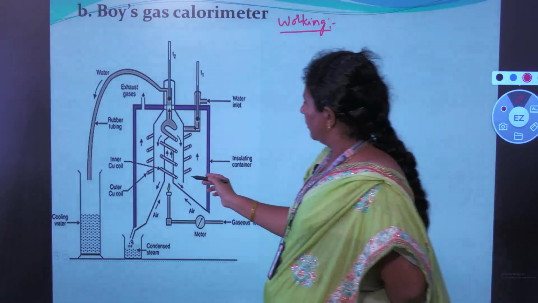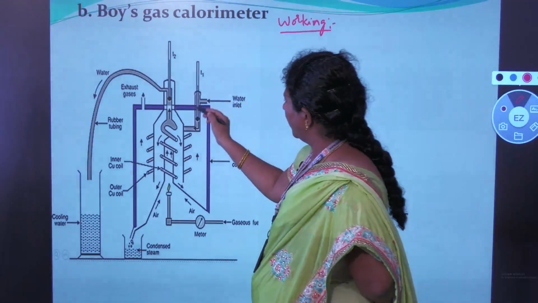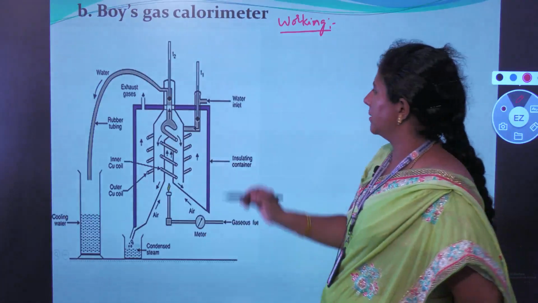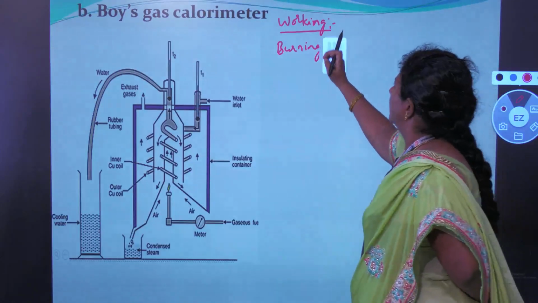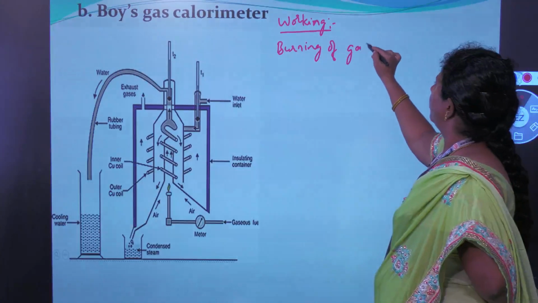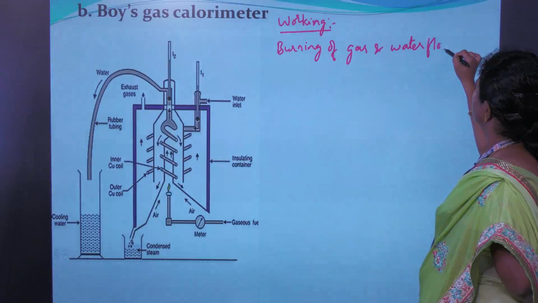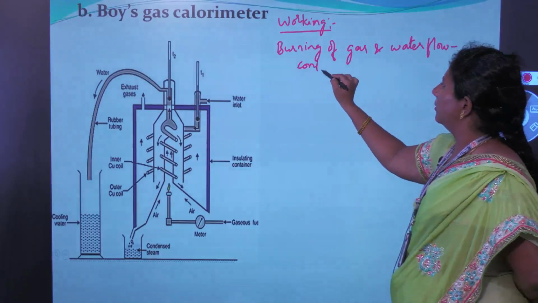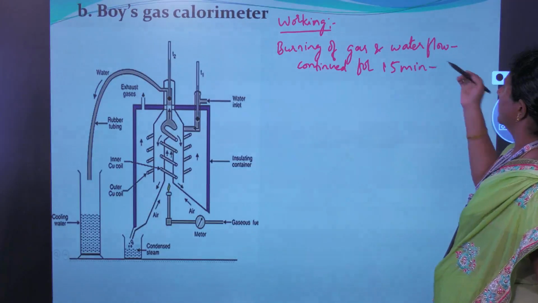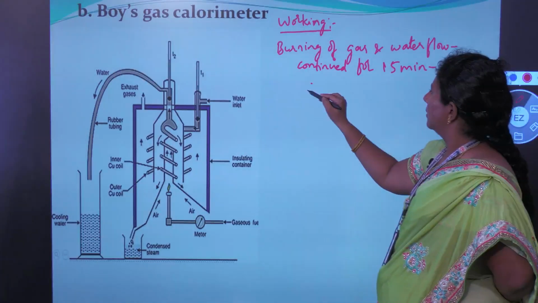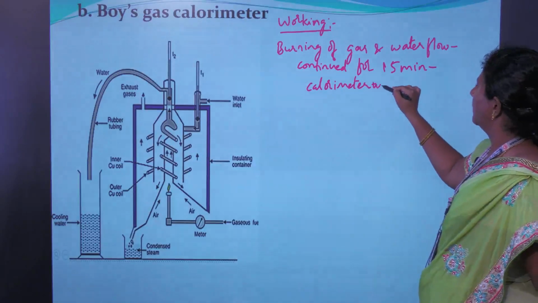Here the fuel will be burnt in the combustion chamber. At the same time, water will be allowed to flow through it for 15 minutes. That means burning of fuel, that means burning of gas and water flow. This will be continued for 15 minutes so that the calorimeter will warm up.